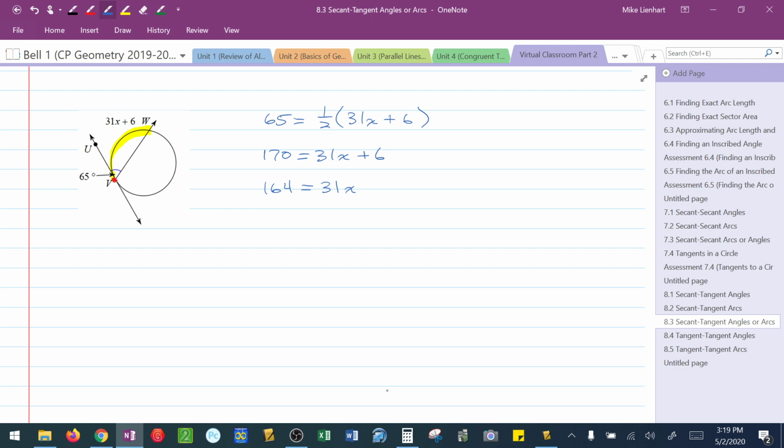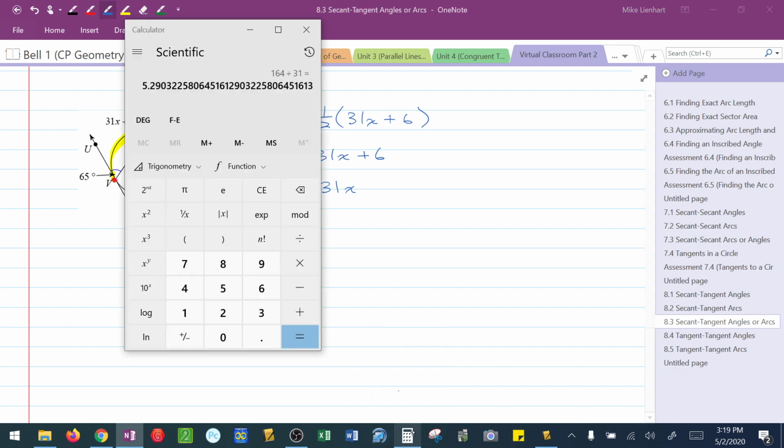If I double 65, I don't get 170. I get 130. Now when I subtract 6, I have 124. And 124 divided by 31 would give me 4. That makes a little bit more sense.